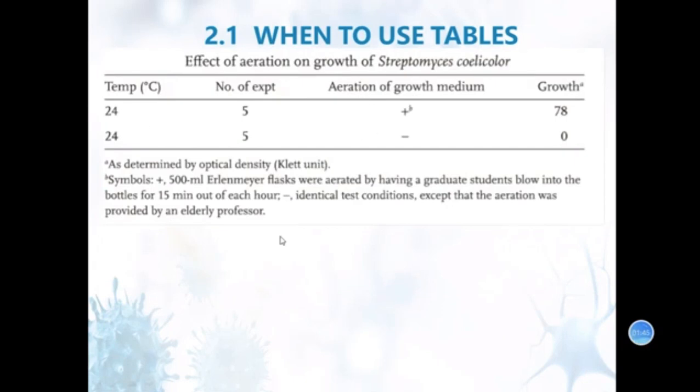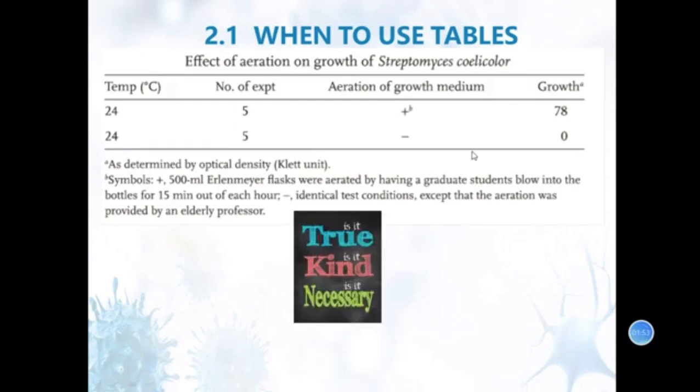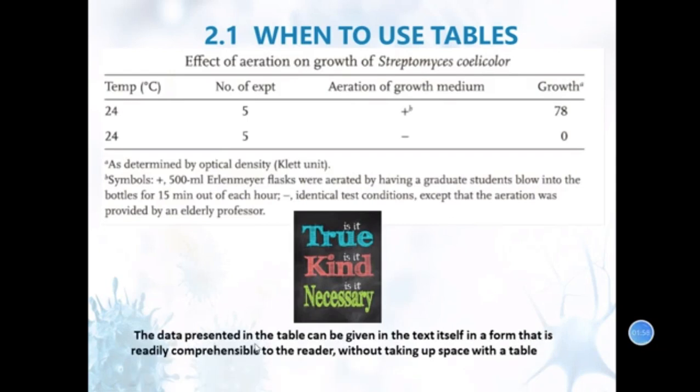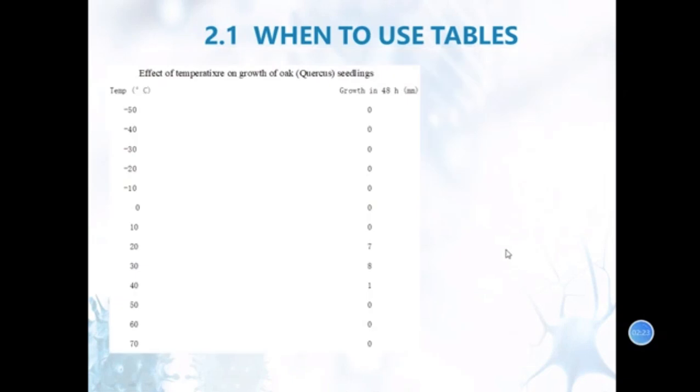Here are some tables. What do you think? Is this necessary? Is the table necessary? Perhaps the data presented in the table can be given in the text itself in a form that is comprehensible to the reader without taking up space with the table. You don't have to show it like this. Only one sentence is enough. So the table is unnecessary.